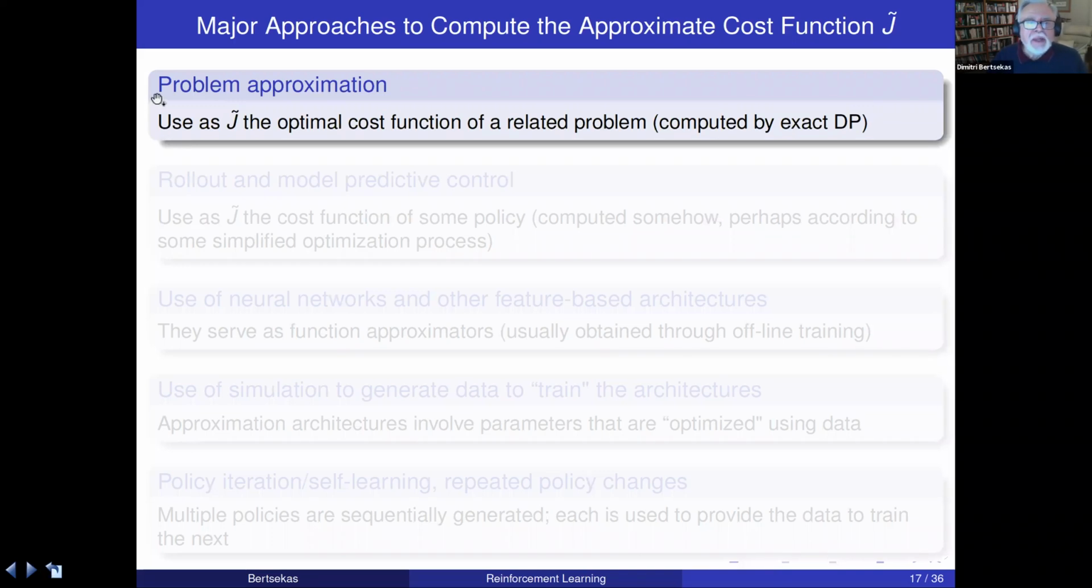One possibility is by problem approximation. J star is the optimal cost of a given problem. Suppose I approximate my problem and use as J tilde the optimal cost function of this related problem, which we can compute by exact DP. Of course, this requires the possibility to be able to compute by exact DP. This is called problem approximation. I can't find J star for the given problem, so I solve a related problem, and I use as J tilde the J star of that problem.